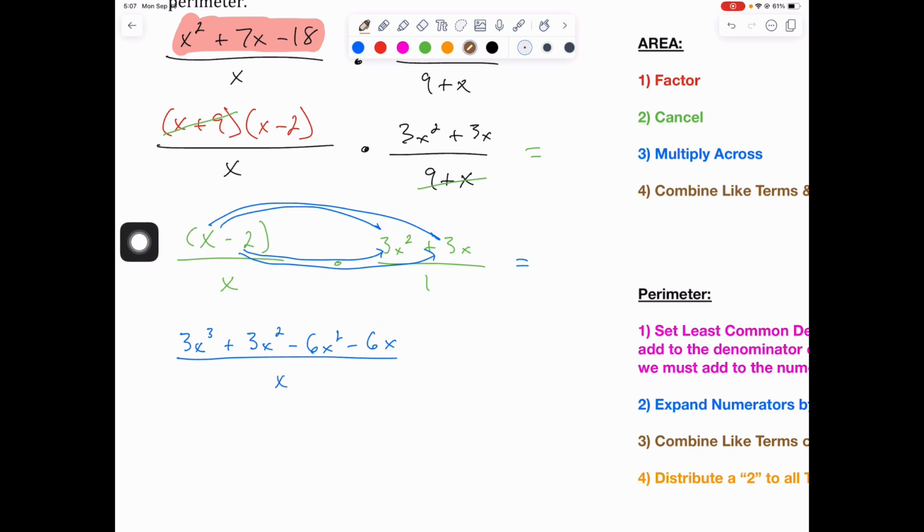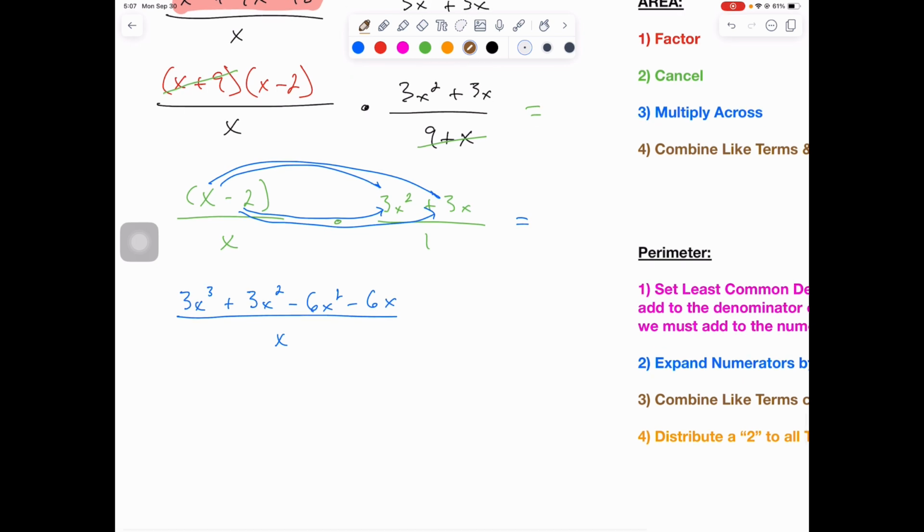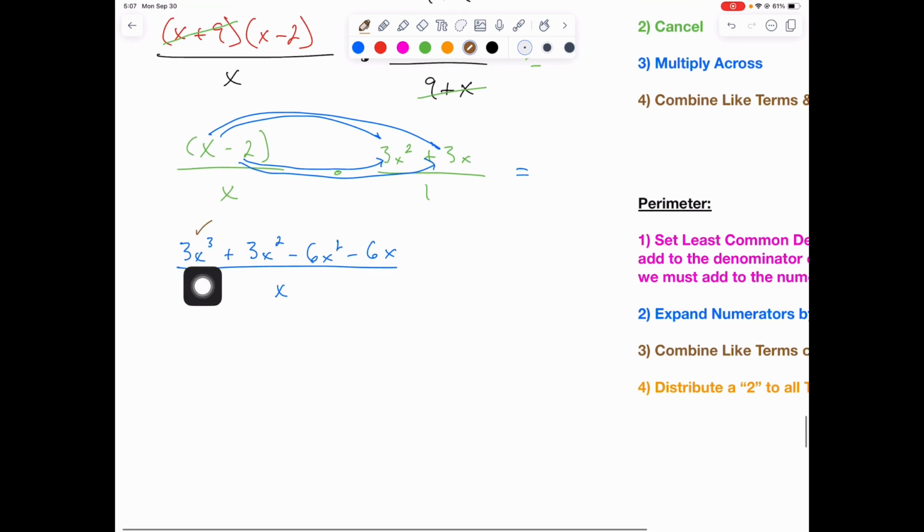From here we can simply combine like terms. I'll put a check mark over our 3x cubed. Anything else, x to the third? I don't think so.